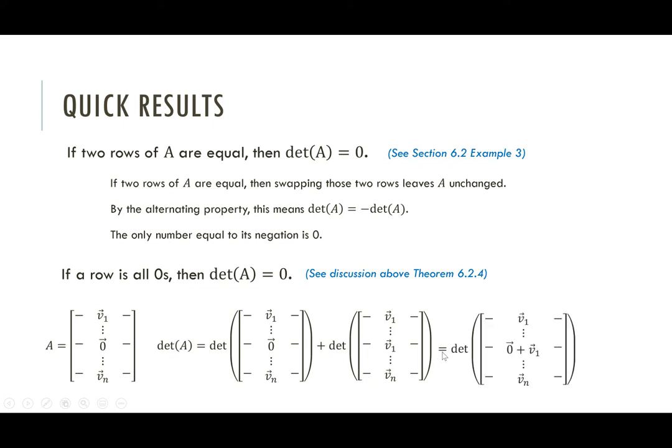So now that's equal to the determinant of this matrix. But notice 0 plus V1 is just V1. And so this really is a matrix with 2 rows that are equal, which by the first quick result says that determinant has to be 0. So good, because again, if a row has all zeros, then it's not invertible. The determinant better be 0.